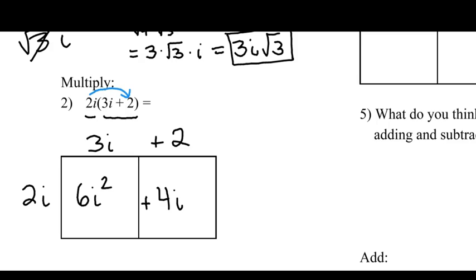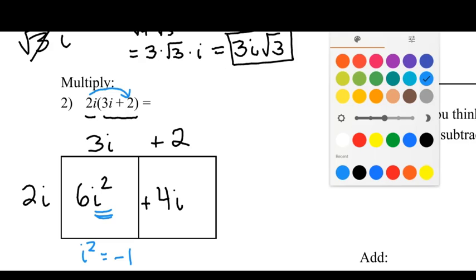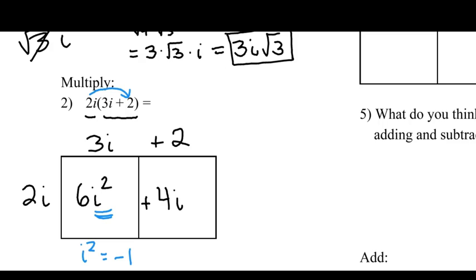Now, I would call this my answer. However, anytime you see i squared, always replace it with what we said it equals from before. i squared, we talked about this just a minute ago, is always going to be -1. So we will replace that, and then that will be our answer. So we have, inside our box is our answer.